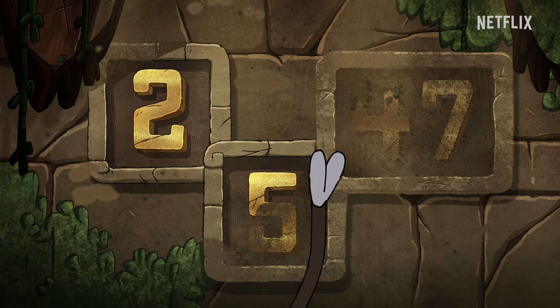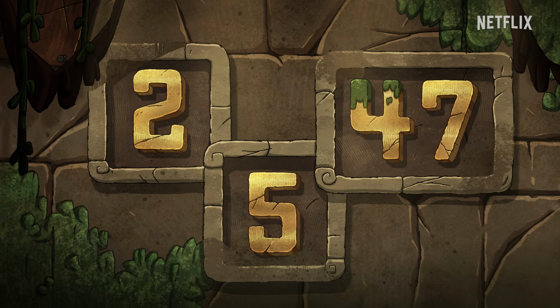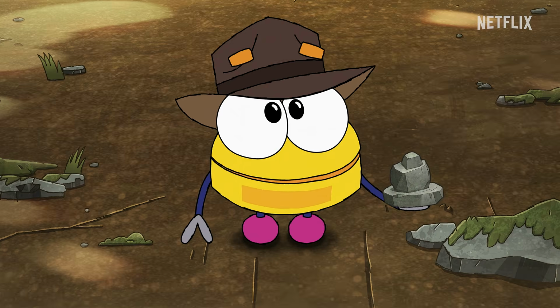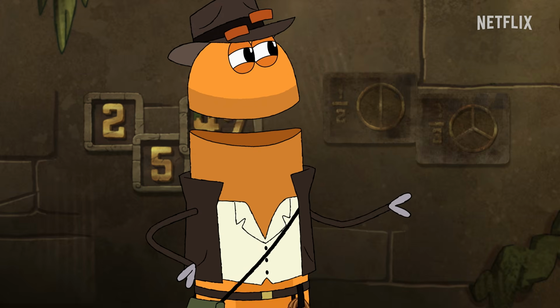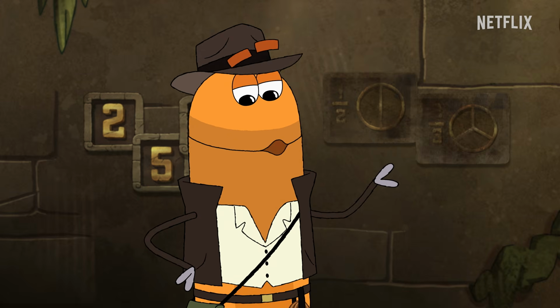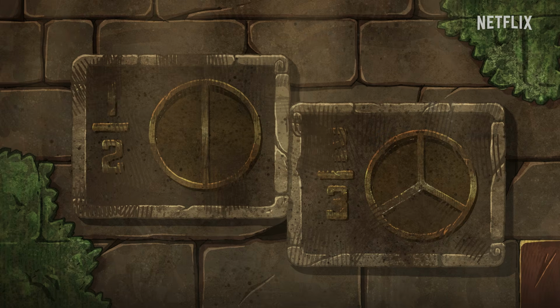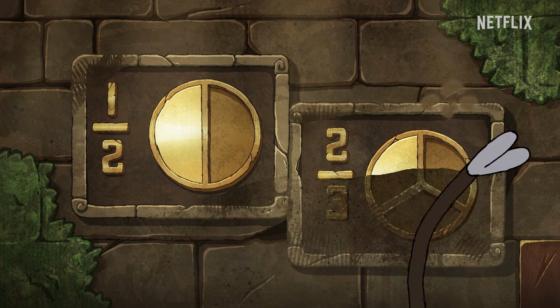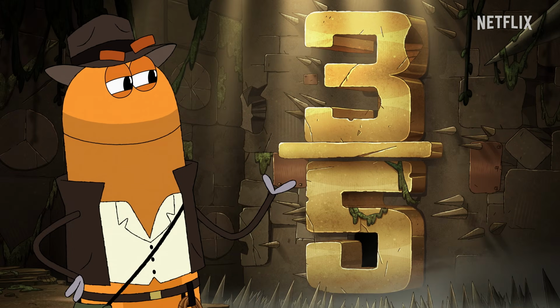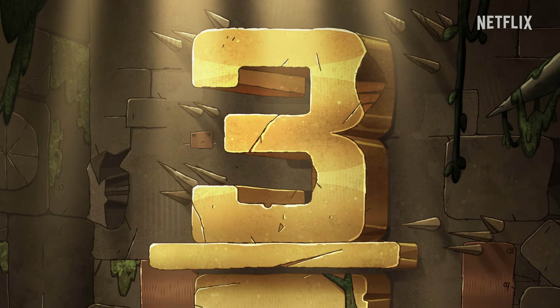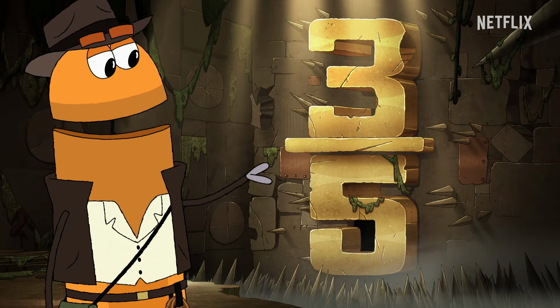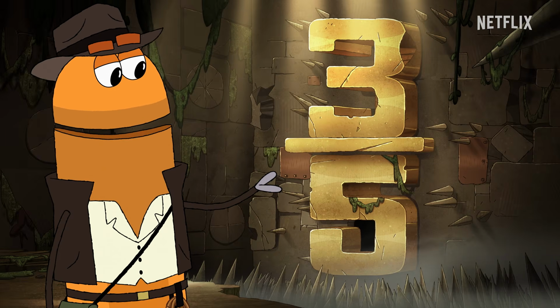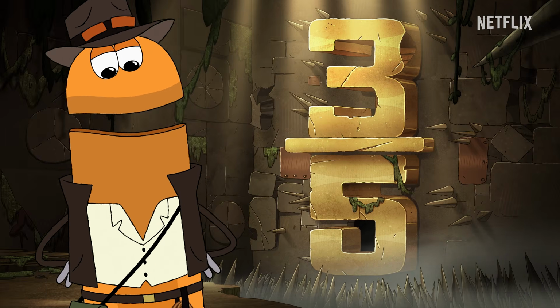Numbers like 2, 5, and 47 are called whole numbers because they talk about whole things. So, like 1 hat or 3 rocks? Exactly. And fractions are used to talk about parts of a whole thing. Like 1/2 or 2/3 or 3/5. They're always written with a number on the top and a number on the bottom.